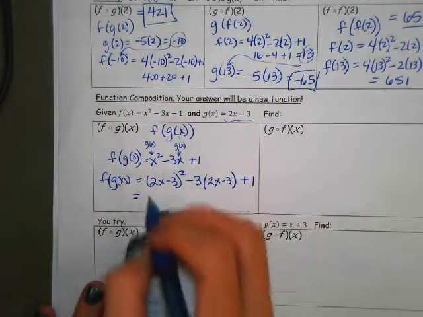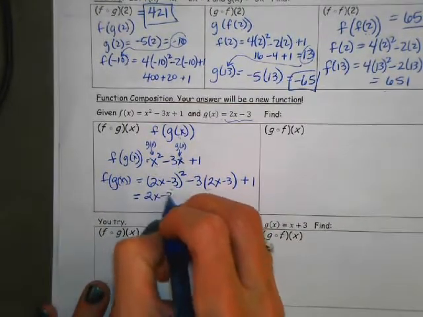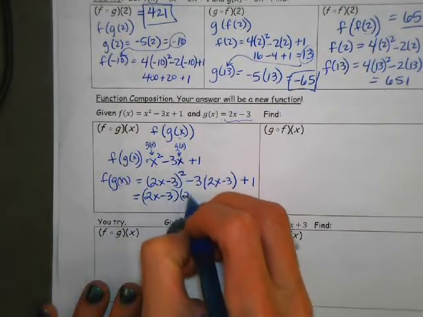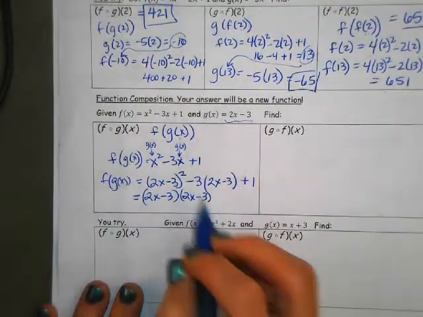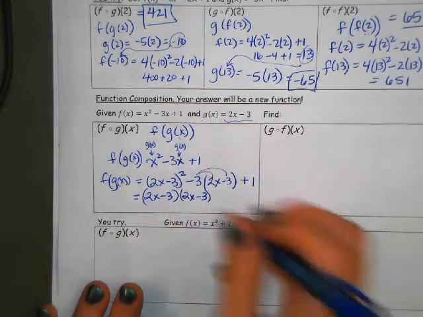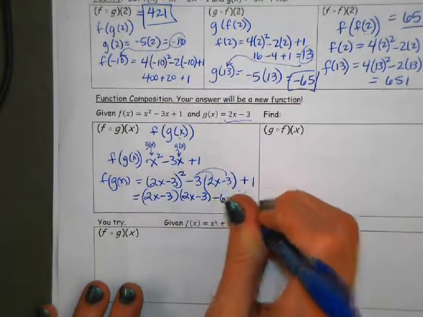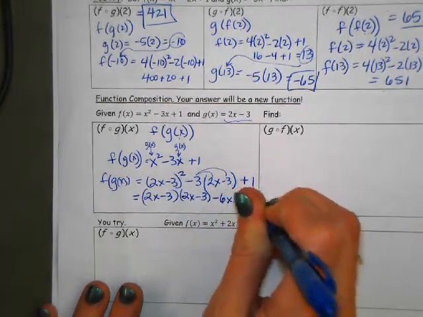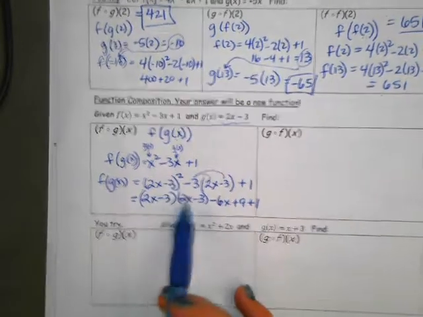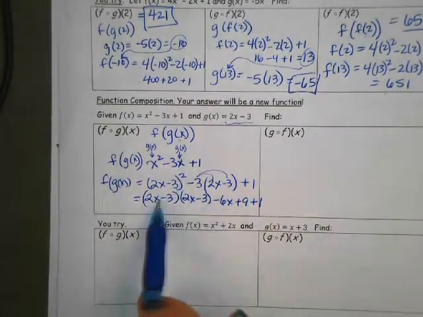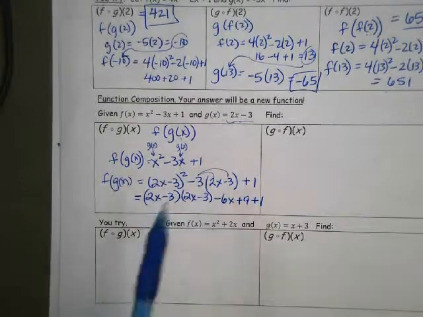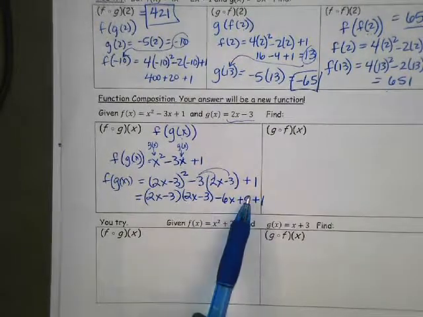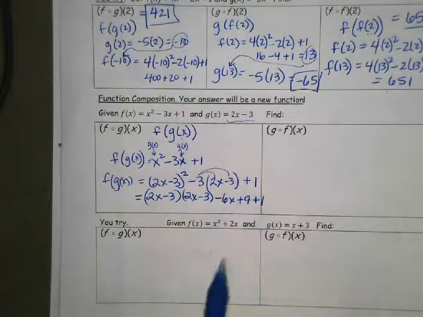Which is kind of a pain on this one, but this becomes 2x minus 3 times 2x minus 3. This then gets distributed like this, so it becomes a negative 6x, a plus 9, and then a plus 1. What happened to the square? That's it right there. You did it. Okay, so you have to then go and simplify it as best you possibly can.